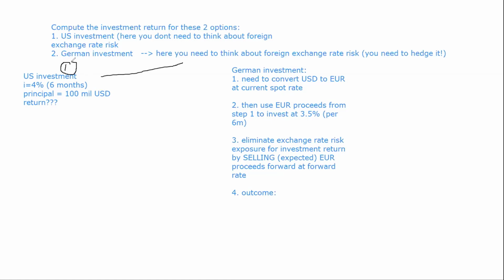Okay, thank you. So here I'm looking at two options, right? I could be investing in my domestic country, which is the US in this case. In the second option, I'll be investing in Germany, okay? So my task here is to see which one would yield me a higher investment return, okay? On the left-hand side, I'm looking at the US investment. If I invest $100 million at the start, for 6 months, and the interest rate for 6 months is 4%, how much do I get at the end? After 6 months, how much do I expect to get?